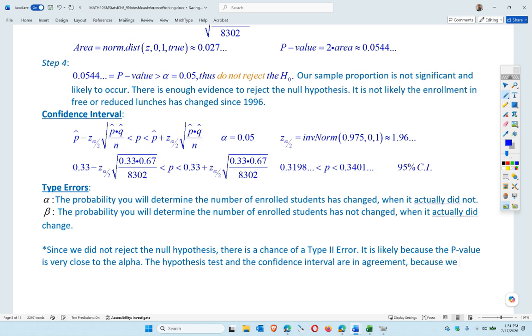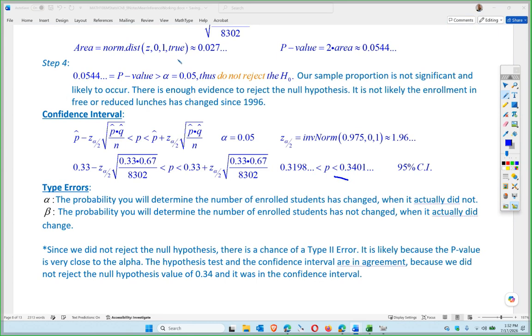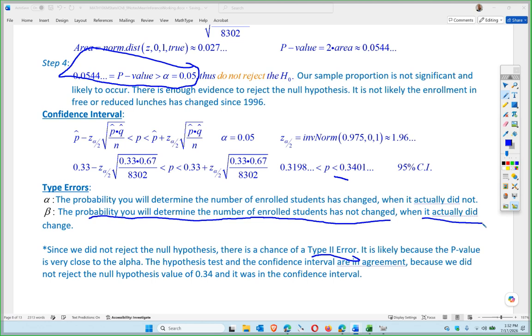Because we did not reject the null hypothesis value of 0.34, and it was in the confidence interval, we're in agreement because 0.34 is in there. But the problem is it's just barely in there, and this p-value and alpha are very close. So there's a high likelihood of a type 2 error, because we said it didn't change when it might have actually changed, but who knows?